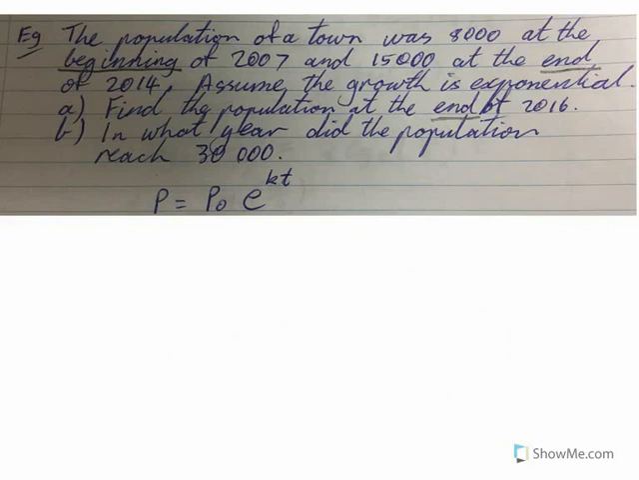All right, let's have a look at another example here. The population of a town was 8,000 at the beginning of 2007 and 150,000 at the end of 2014. Assuming growth is exponential, find the population at the end of 2016. And then part B, in what year did the population reach 30,000? All right, so I'm using P for population. P equals P0 e to the kt. And you already noticed that I've got some underlined stuff.